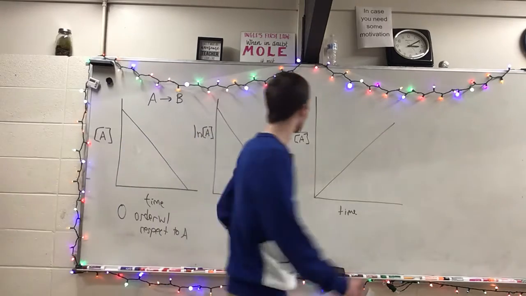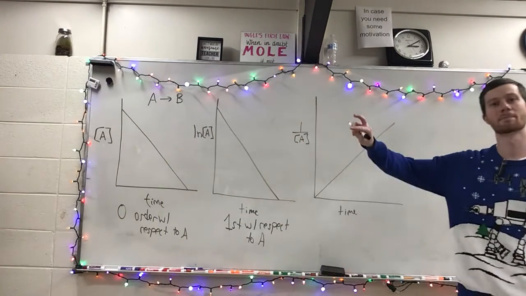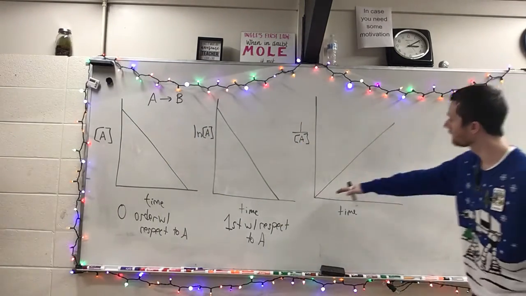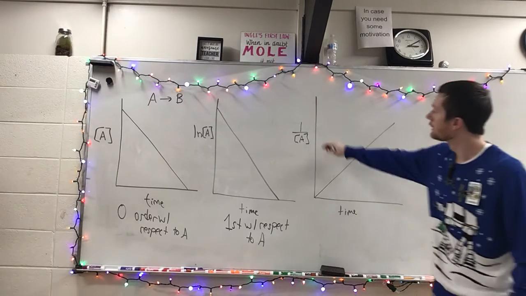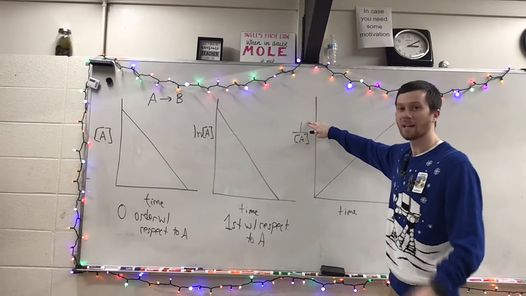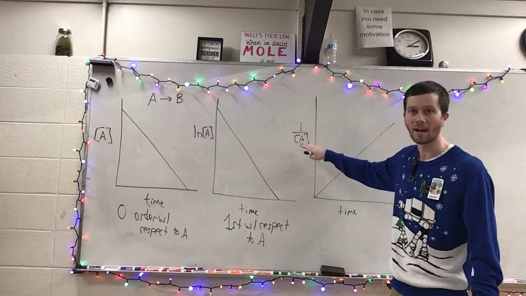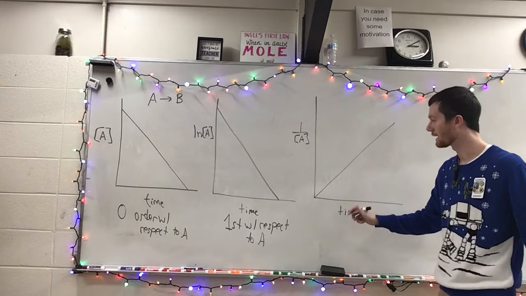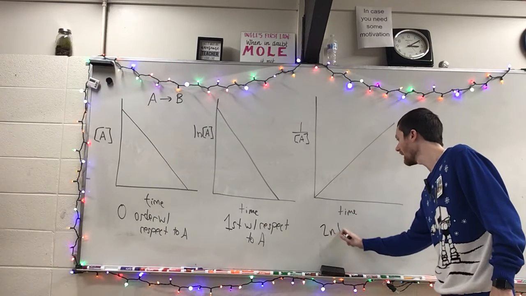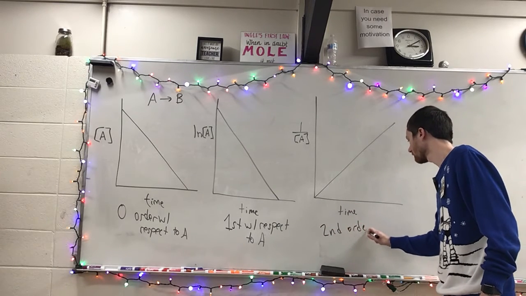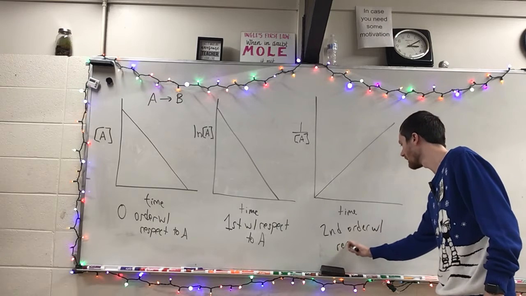And then over here, we have the reciprocal of A, and since it's been inversed, it does make sense that this line is going up instead of down. If the inverse or the reciprocal of the concentration of A, in other words, 1 over A, forms a straight line when plotted against time, that is second order with respect to A.